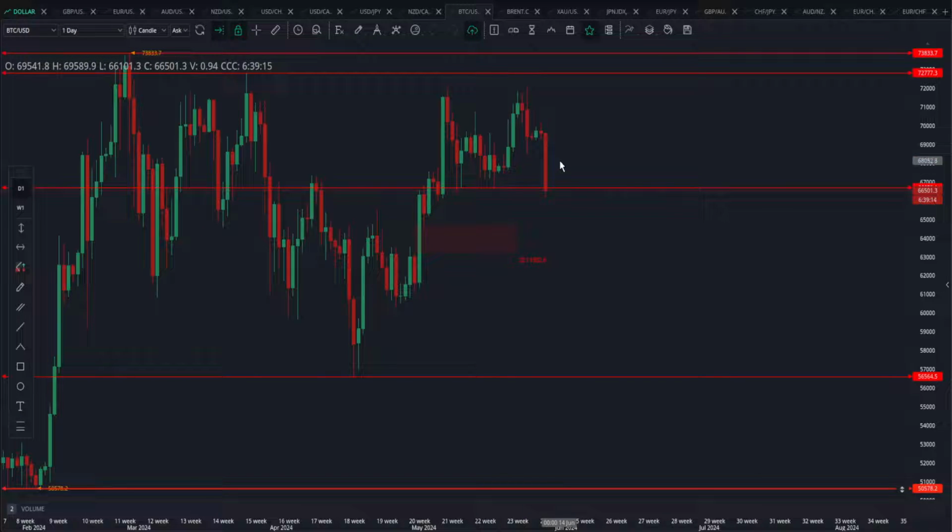any rise should be seen as a selling opportunity in this market, with the low targets, the first target being this one here around 60,241, and the second target being 56,564 in this market.